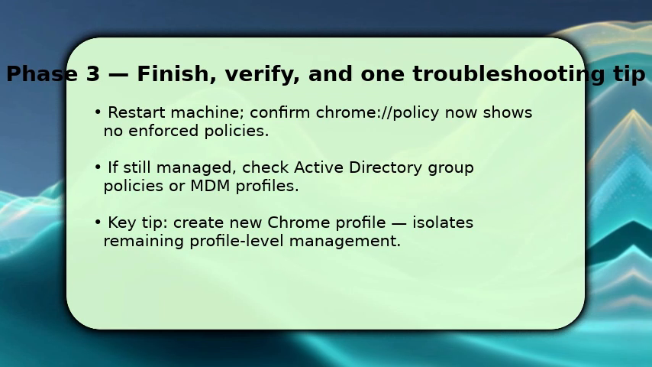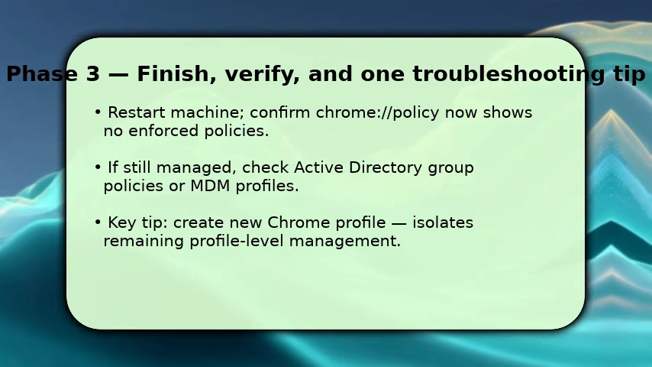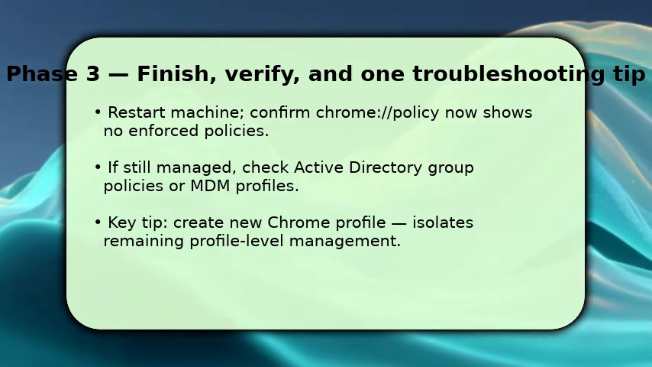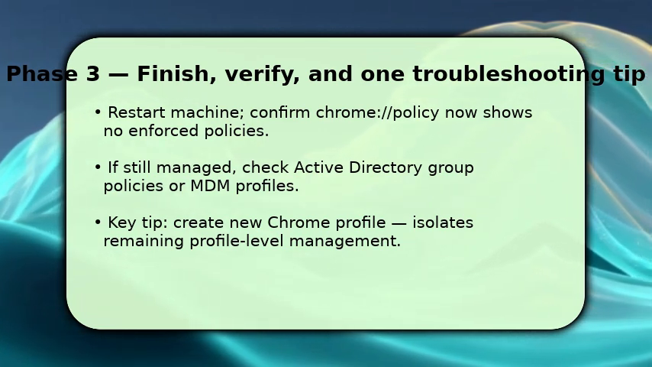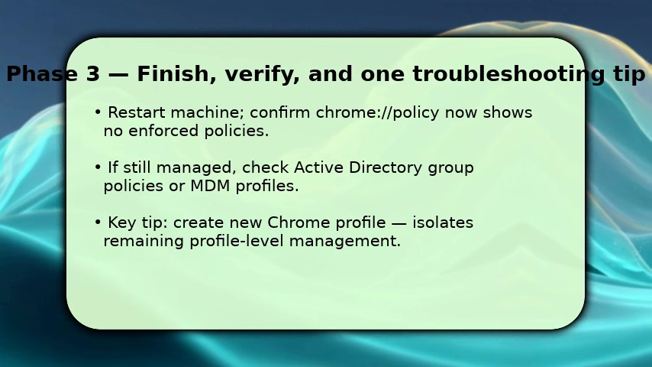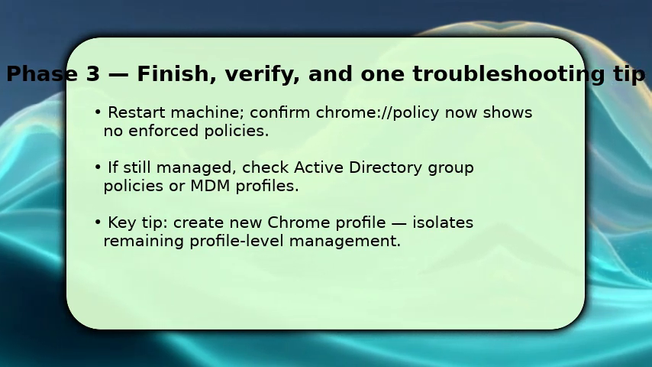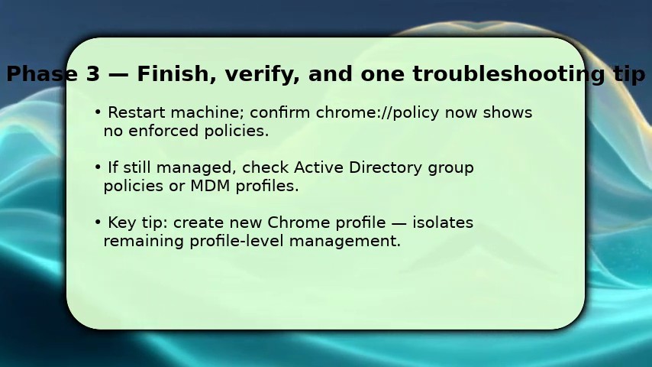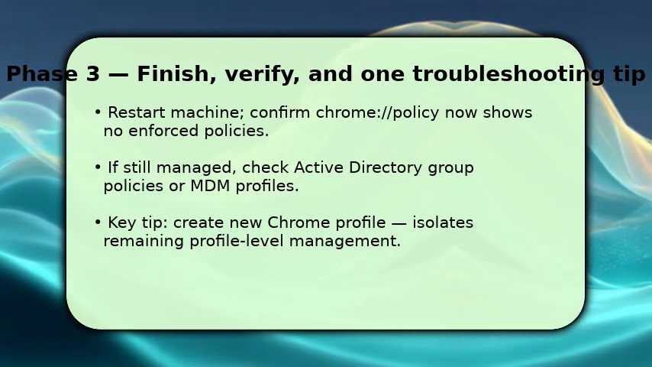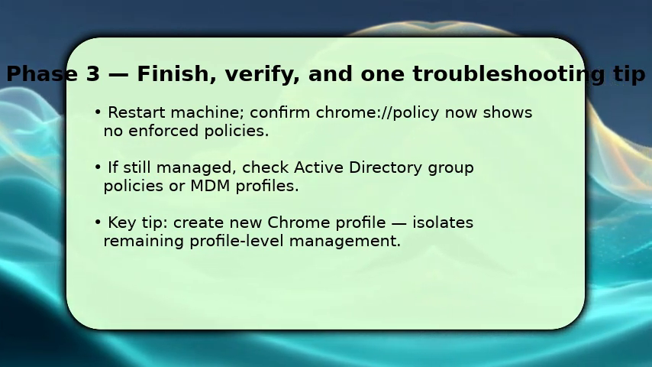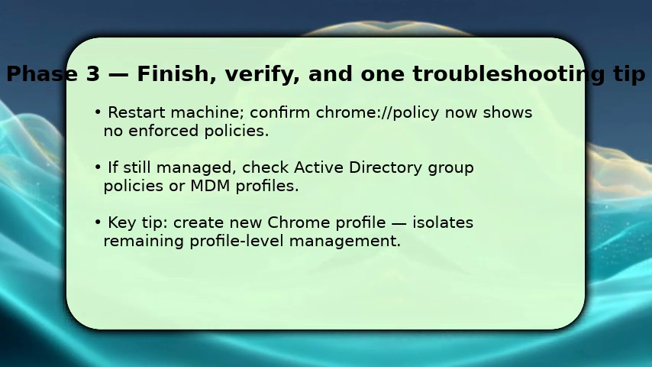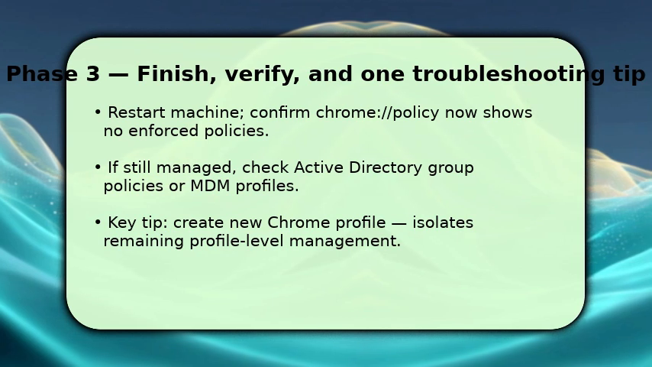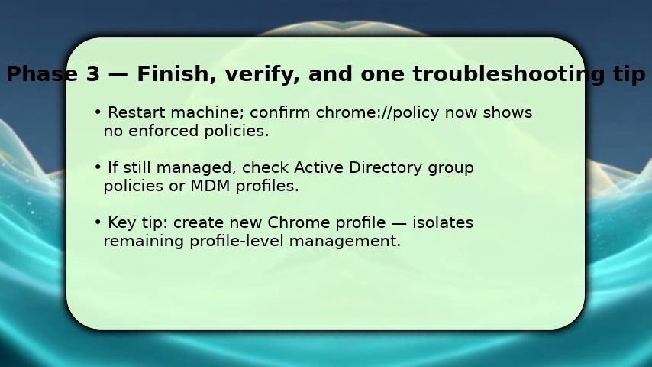If the managed message persists, inspect Domain Group Policy or your device management, MDM, console. These central tools can reapply rules automatically. As a quick workaround, create a fresh Chrome profile to isolate managed settings from old profile data. If nothing works, contact the administrator listed in the policy source. Otherwise, consider reinstalling Chrome after fully removing policy entries and any leftover management agents.